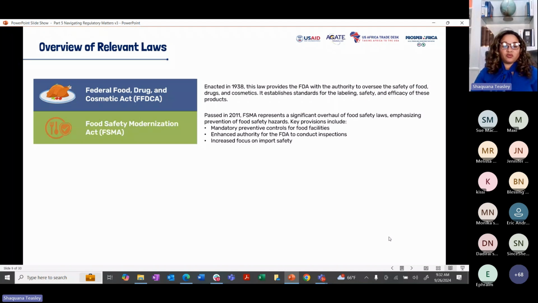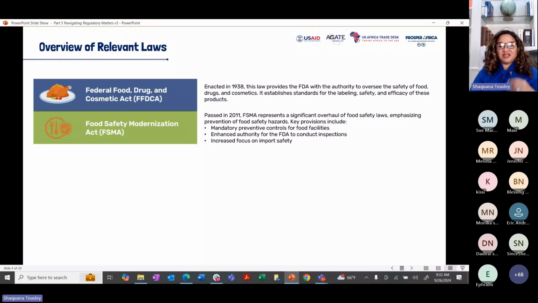Next, let's talk about the Food Safety Mod Act. We talked about it a little bit before. I'll tell you now, people generally don't say modernization. You often hear just Mod Act, Food Safety Mod Act, or they'll say FSMA. If you hear FS Mod Act, it's the same thing. Passed in 2011. What does it do?